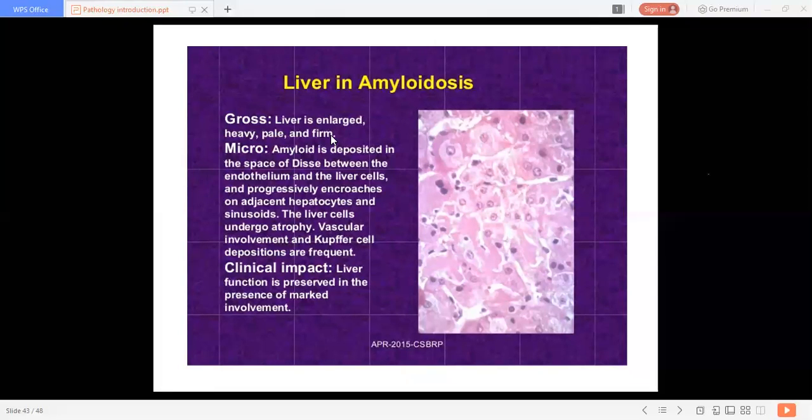Due to pressure on the vessels and arteries, the blood supply gets affected, and because of not having any nutrition or supply, these hepatocytes also fade from the microscopic view, with disappearance of the hepatocytes. So there may be anoxic damage of the liver with this amyloidosis.